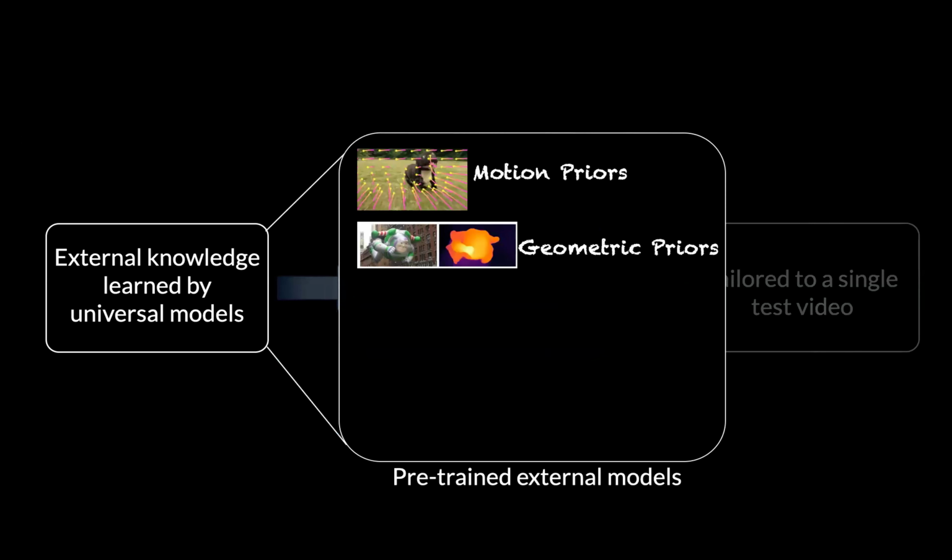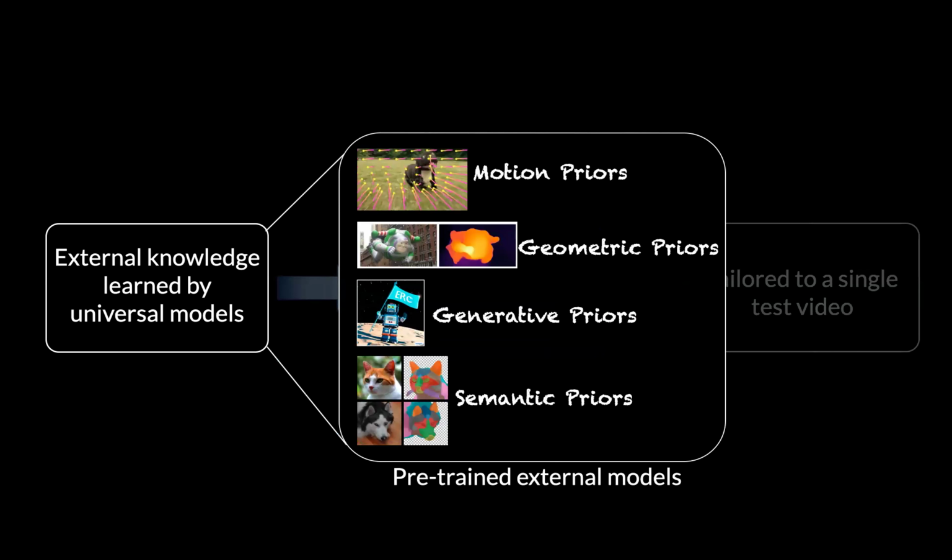And these large-scale foundation models can be different models that can give us different priors. So we might want to incorporate motion priors or geometric priors, generative priors, and semantic priors.